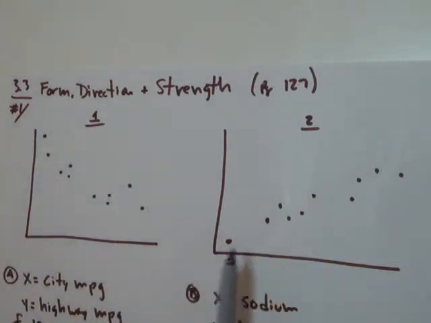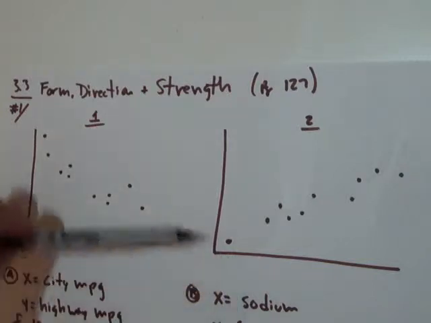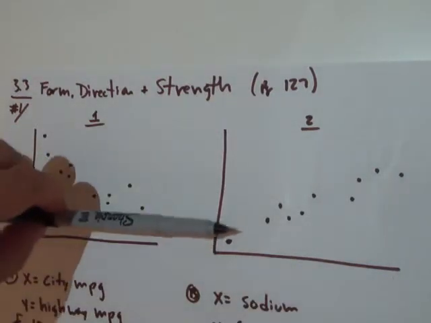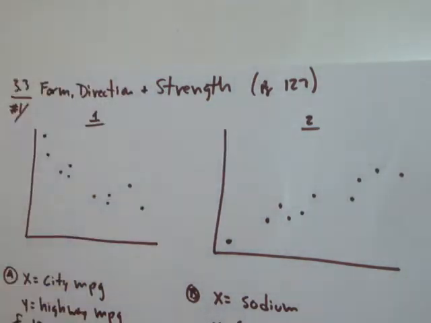In this one, it goes the other direction. As this number is small, this number is also small. As this number increases, this number is getting bigger and bigger and bigger. So let's see what's going on. They ask us to fit these two scatter plots into these two scenarios.